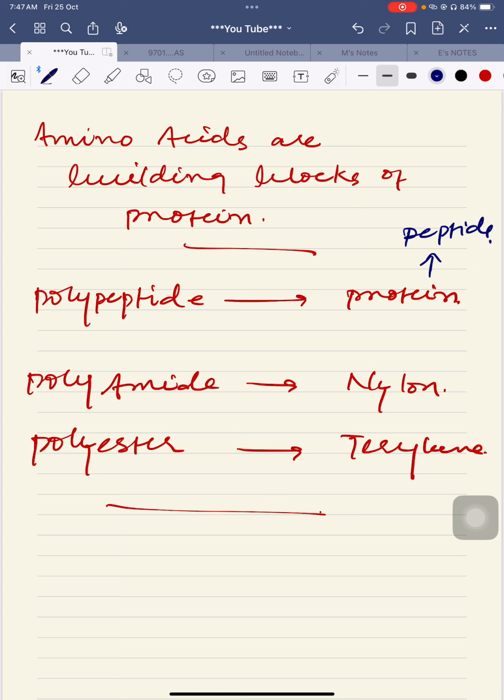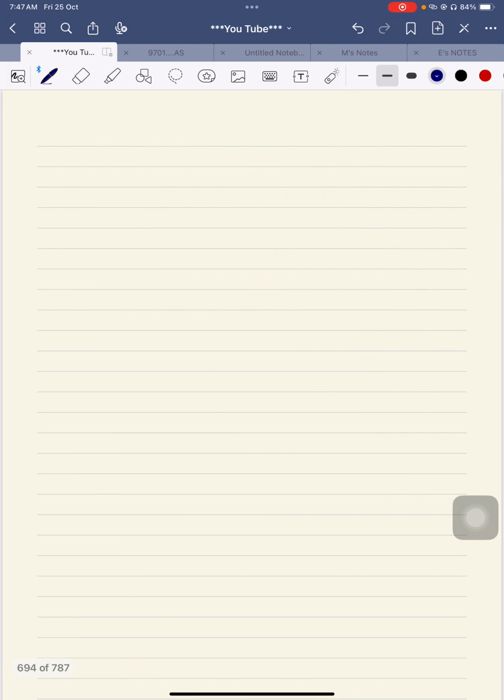Whereas in the case of nylon, what is the name of the linkage? It is called the amide linkage. Whereas in the case of terylene, it is called the ester linkage. Okay, so these are the basic differences and the comparison among all of these three polymers. Okay, now I am going to tell you another example.